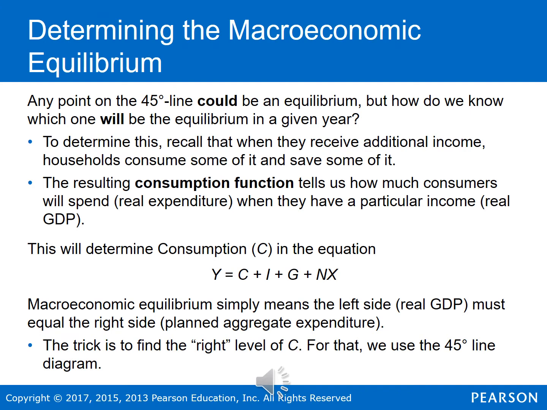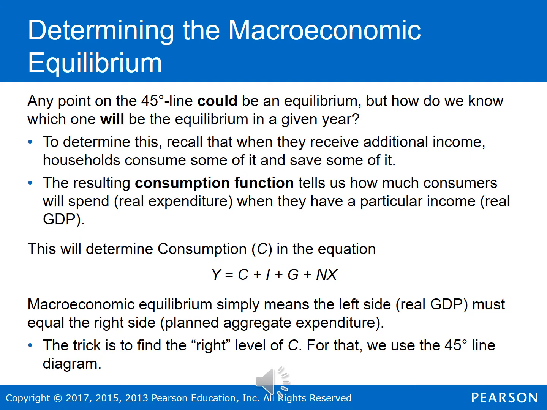So now let's try to determine the macroeconomic equilibrium. Any point on the 45-degree line could be an equilibrium, but how do we know which one is going to be the equilibrium in a given year? In order to determine this, recall that when they receive additional income, households consume some of it and they save some of it. Those are the two things that we see them doing with their additional income. The resulting consumption function tells us how much consumers will spend, their real expenditure, at a particular income, or real GDP.